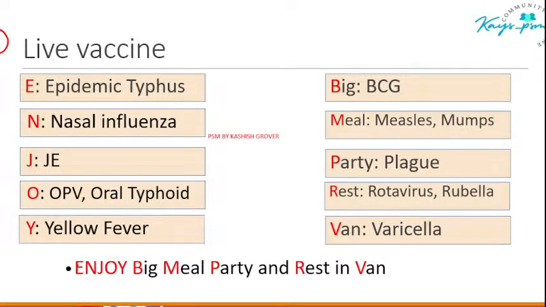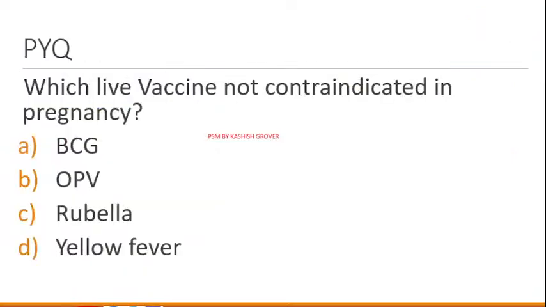They ask you which of the following is a live vaccine. Now this is a question: which live vaccine is not contraindicated in pregnancy? Everyone, can you please write in the chat box? According to you, what should be the answer? So here the answer is yellow fever. All these vaccines are contraindicated in pregnancy except yellow fever.